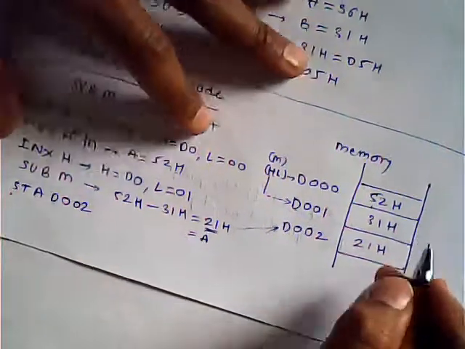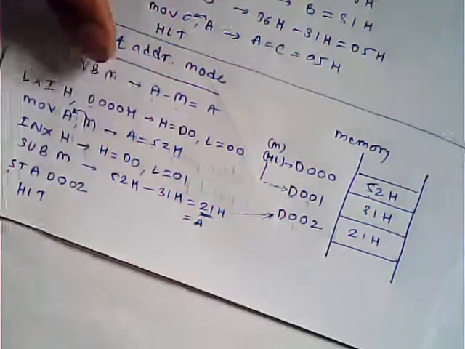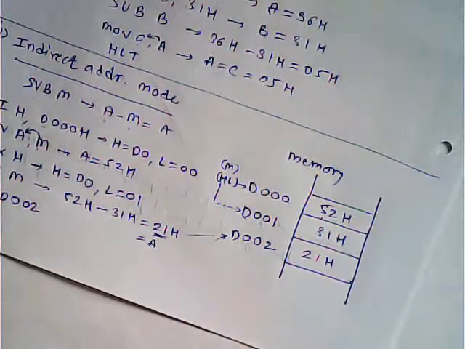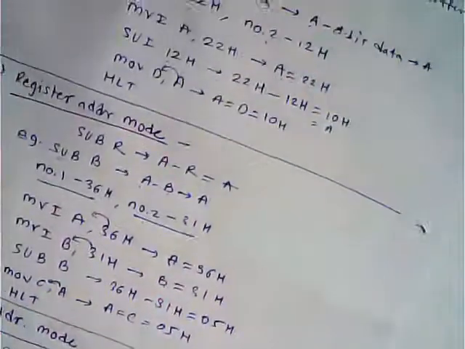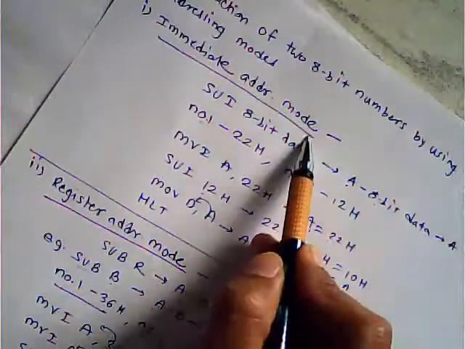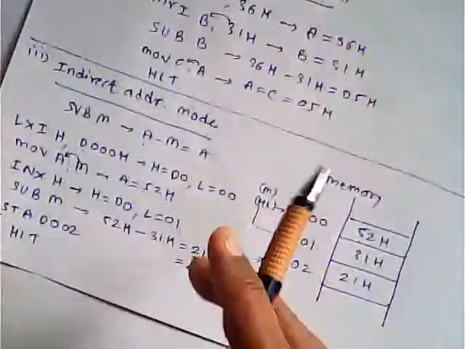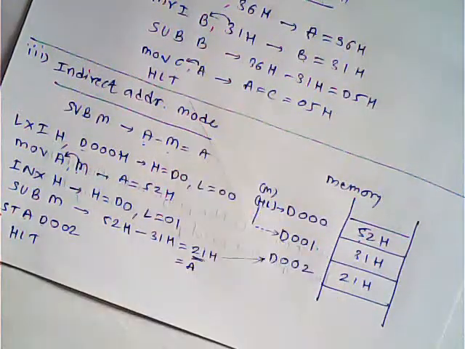And finally, at last, the HLT instruction to stop the execution. So this is about the subtraction of two numbers by using register addressing mode, immediate addressing mode, and indirect addressing mode.